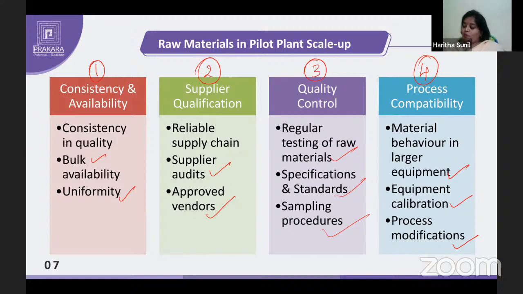And then coming to equipment calibration. For example, equipment like mixers, dryers, and reactors require different operating parameters compared to lab scale equipment.